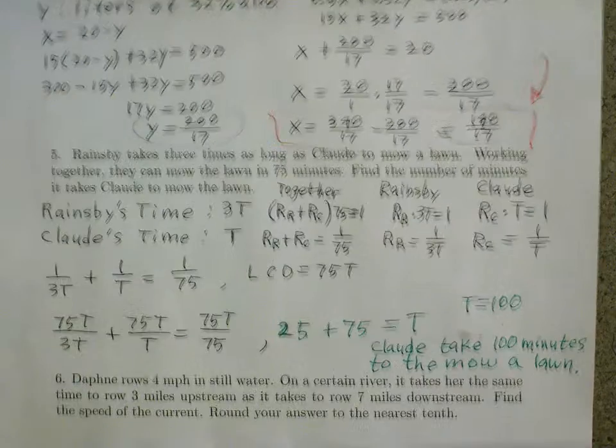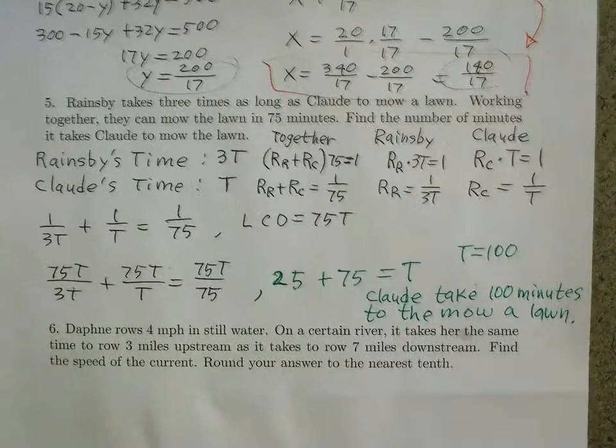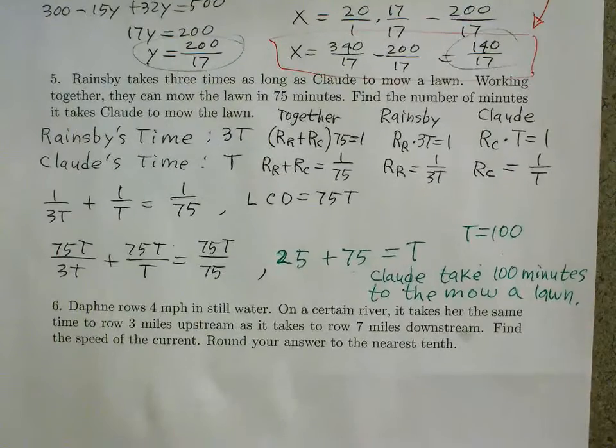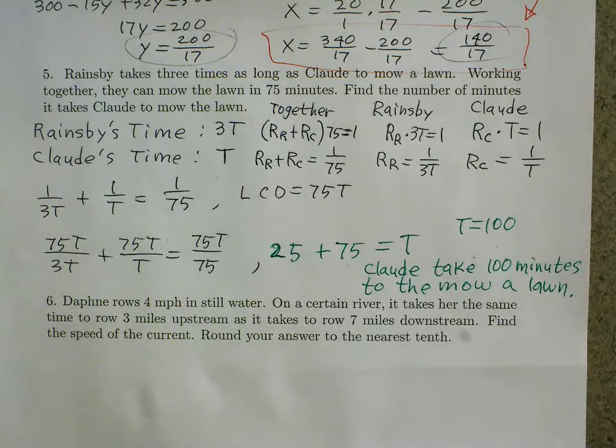Okay, we have less than a minute left. We can at least start this one. Daphne rows 4 miles per hour in still water on a certain river. It takes her the same time to row 3 miles upstream as it does to row 7 miles downstream. Find the speed of the current.